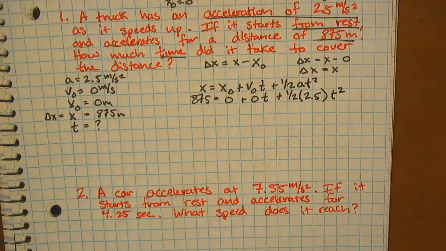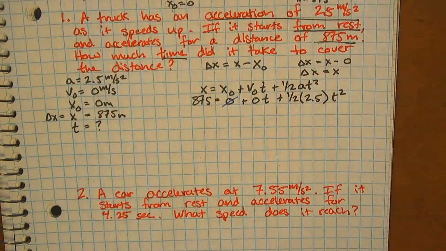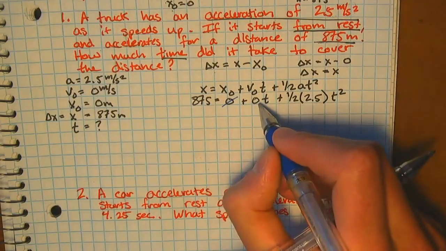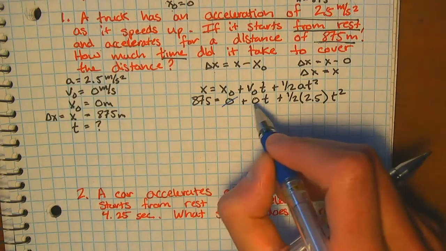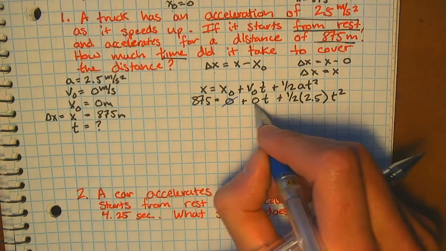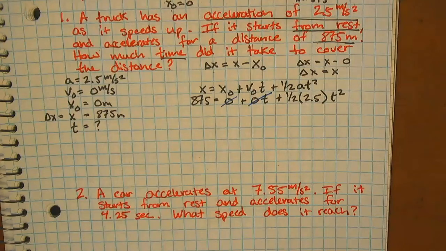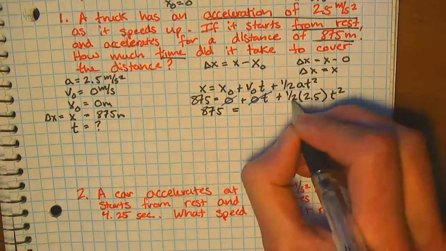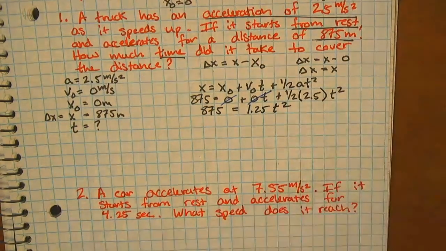Now plus 0 is obviously 0, so I can take that out. And 0 times t, this is actually a really common mistake. 0 times t is not t, it is 0. Whatever t is, you multiply it by 0, it's going to go away. So watch that. Don't go, oh, 0 times t, that's t. It's 0, it also goes away. That leaves us with 875 is equal to 0.5 times 2.5, which is 1.25 t squared.